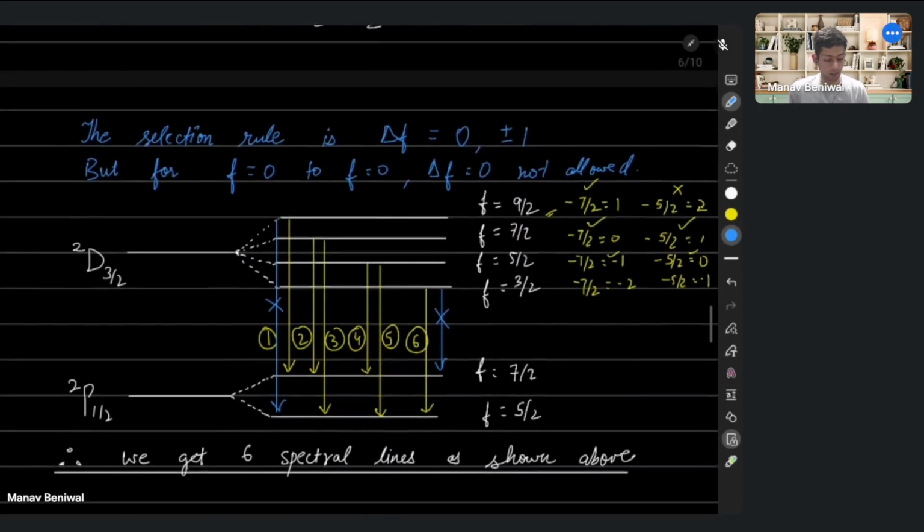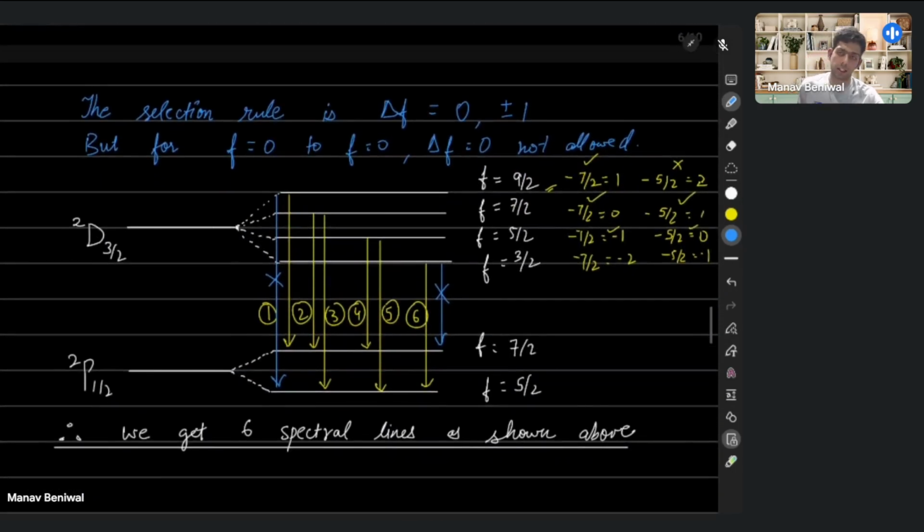Then we can draw these spectral lines using the energy levels and selection rule. So like this we have drawn different f levels for 2d3 by 2 and 2p1 by 2, and then we check if delta f is 0, +1 or -1, then the transition is allowed. If delta f is, for example, +2 or -2 or anything else, then the transition is not allowed. So from 8 in total, 2 are not allowed. So that leaves us with only 6 possible transitions. So this was question number 10.